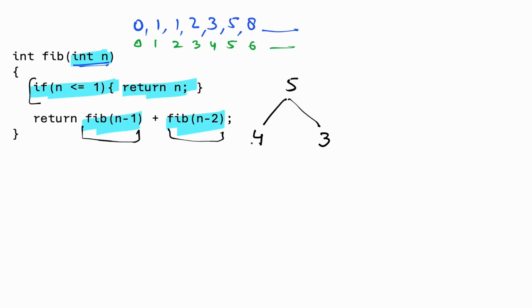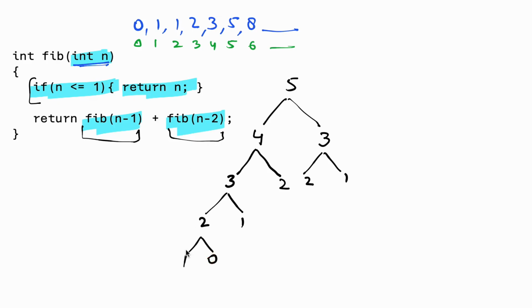In the next level, when the function is called for n equal to 4, then because 4 is also not equal to 1, it will first call the function for 3 to find the third term of Fibonacci, then it will call the function for n equal to 2 to find the second term of Fibonacci. Same goes for n equal to 3. It will first call the function for 2, then call the function for 1. Similarly here, it will first call the function for 2, then call the function for 1. Similarly here, it will first call the function for 1, then for 0.